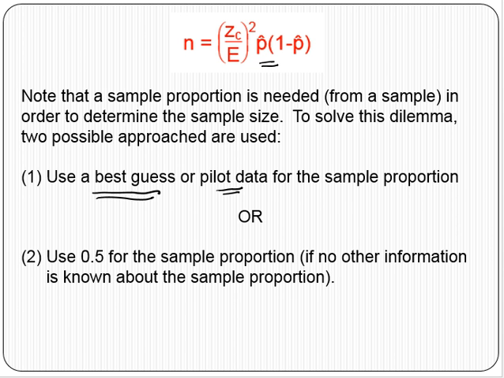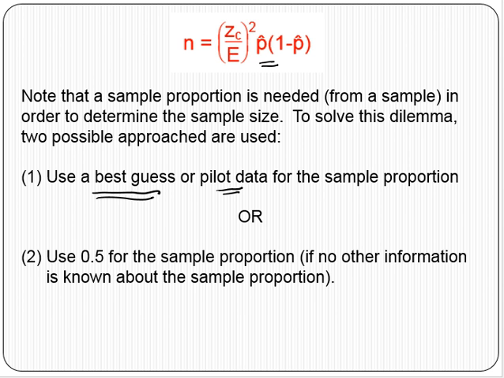conservative meaning we're just being safest, if you will. It turns out that p hat times 1 minus p hat is the largest when p hat is 0.5. So if you don't have any other information, you really have no gut feeling about p hat or the proportion, or you don't have any pilot data, what you do is you use 0.5 for p hat.